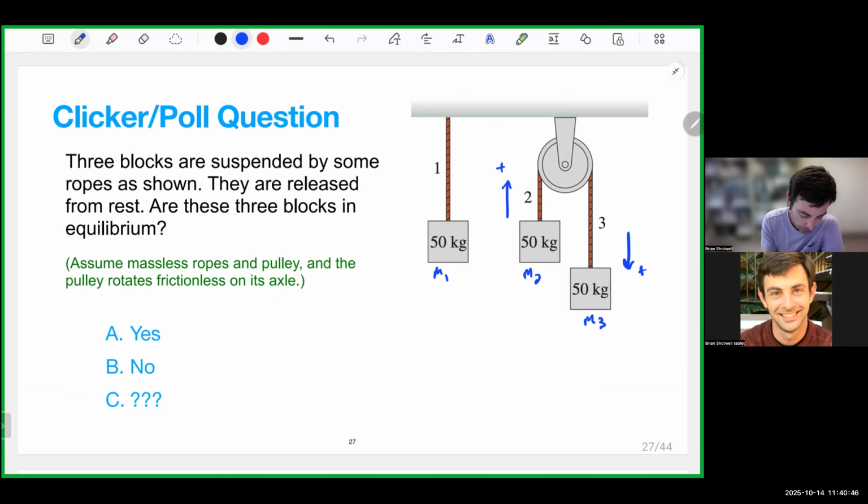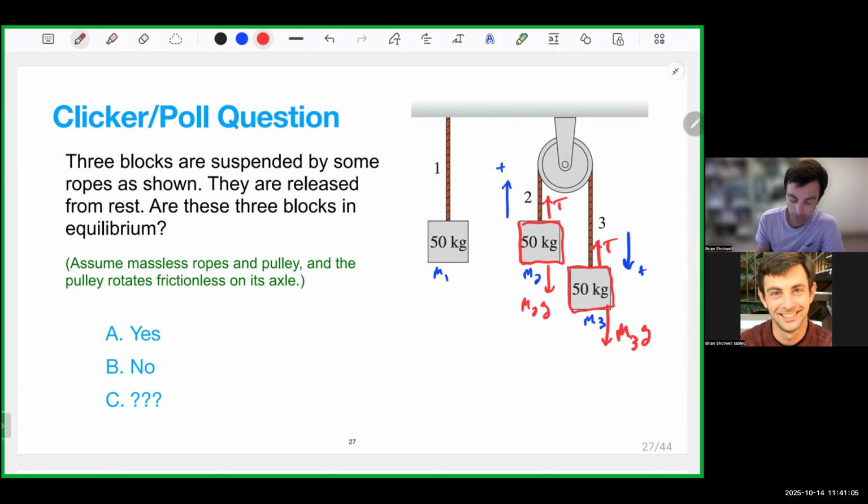So for M2, if we look at a free body diagram for M2, there's this tension that's pulling vertically upwards on it, and there's M2G pointing vertically downwards. There's something similar for this one. There's a tension pointing upwards and M3G pointing down.